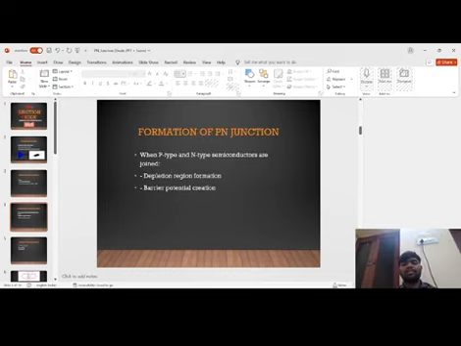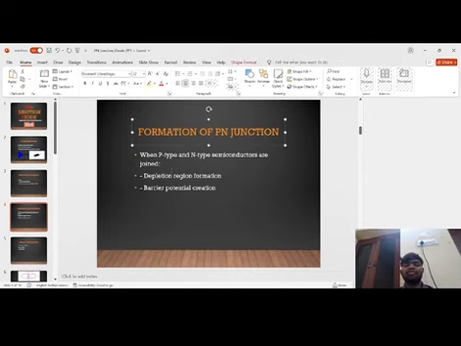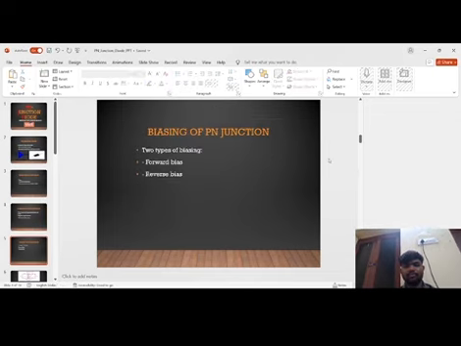And next, formation of PN junction diode. When a P-type and N-type semiconductors are joined, a PN junction diode is formed. At the junction, electrons and holes are combining, creating a depletion region, which acts as a barrier. Biasing of PN junction. There are two types: reverse bias and forward bias.